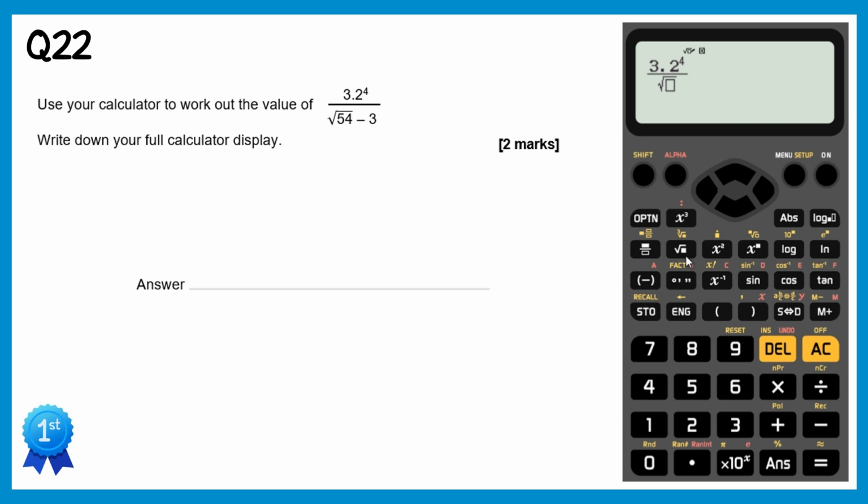Now we're at the bottom of the fraction. We need square root 54, and then I want this 3 to be outside of the square root, so I press the right button, and then press -3, and that's it. So I just press equals, and this is the number. So I'll write down the full calculator display as I was asked, 24.11368104.